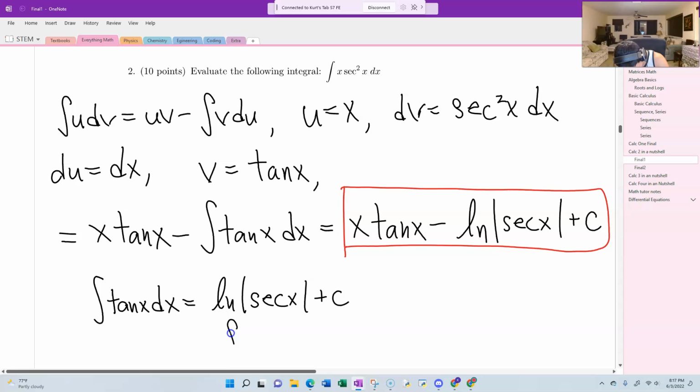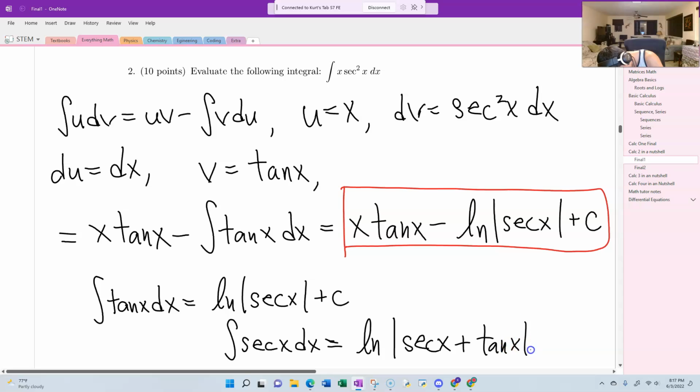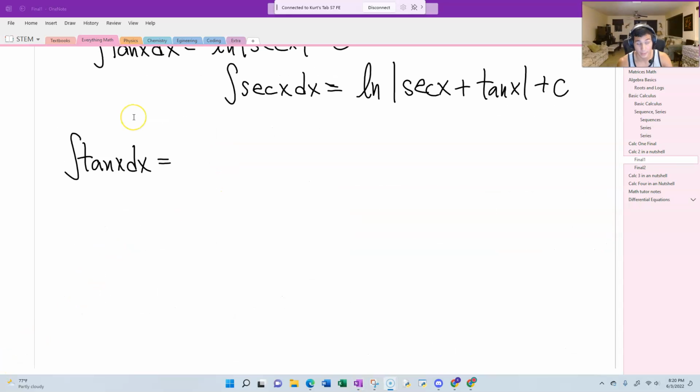I'll write out the secant integral. The integral of secant x dx is actually very similar. It's ln of secant x plus tan x, plus C. So remember those two integrals, because they'll save you a lot of time. And since the video is not that long yet, I will actually do the tangent x integral here.